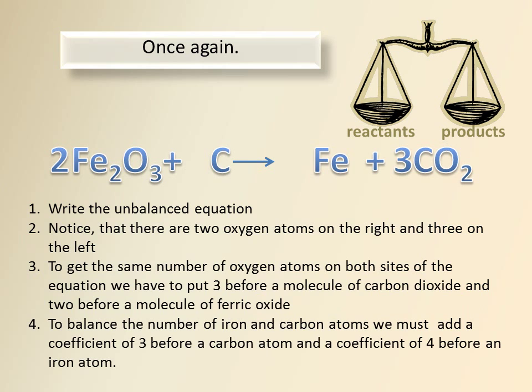To balance the number of iron and carbon atoms, we must add a coefficient of 3 before a carbon atom and a coefficient of 4 before an iron atom.